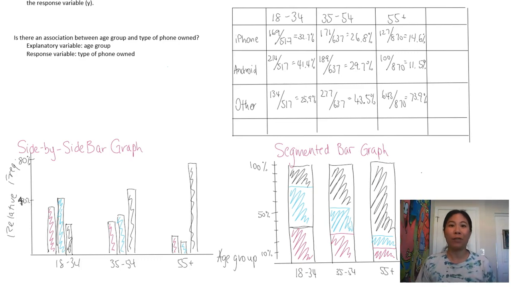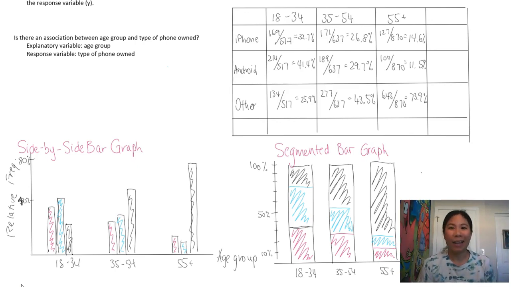Now that we have our graphs, the original question we were trying to answer was, is there an association between age group and type of phone owned? And looking at our graphs, it definitely looks like there is an association because as people were older, the older age groups, it looked like they were much more likely to own an other type of phone than the iPhones or Androids. So yes, there's an association.